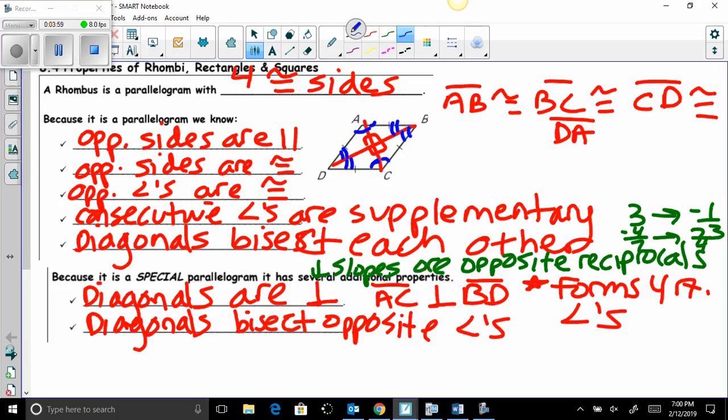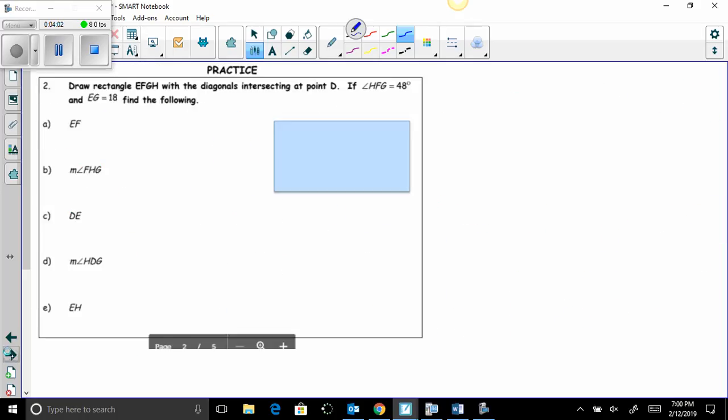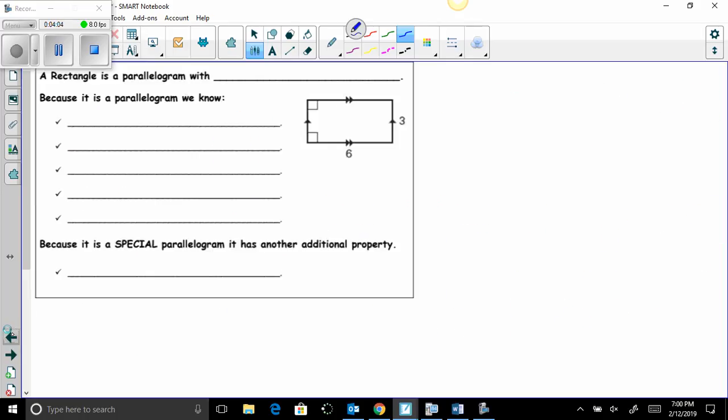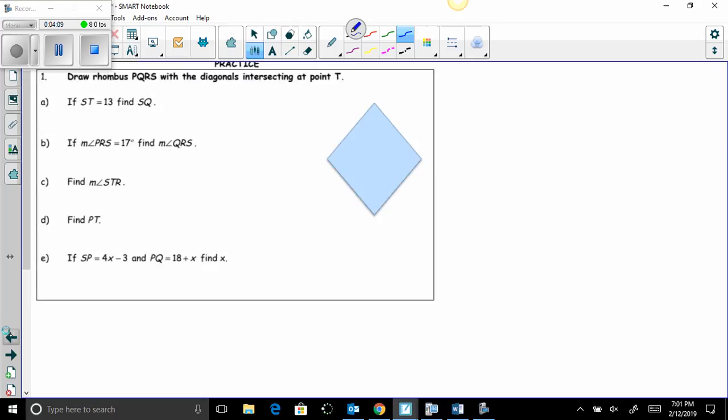All right, let's go ahead and look at a practice problem for a rhombus. Draw rhombus PQRS with diagonals intersecting at point T. So PQRS, and the diagonals intersect at point T. I'm going to go ahead and draw my diagonals here as best you can. Clearly mine is not very good. So point T is right there. It told me that it is a rhombus, so I have to assume all properties of a rhombus.